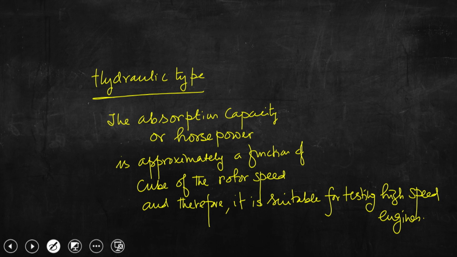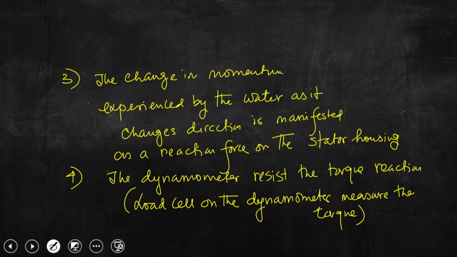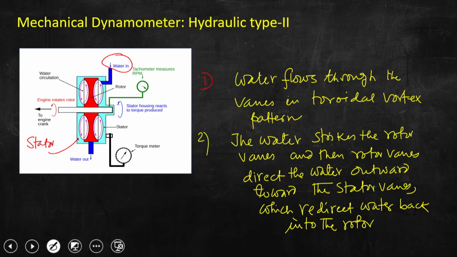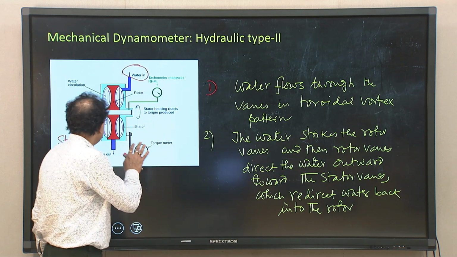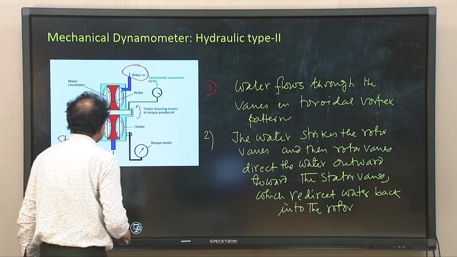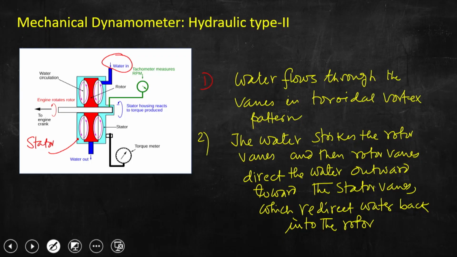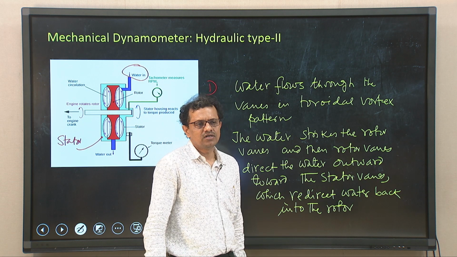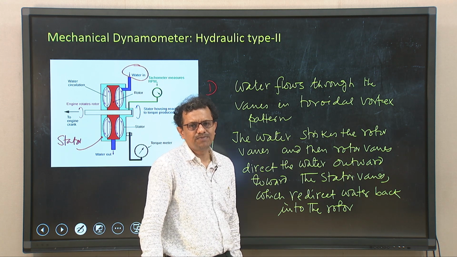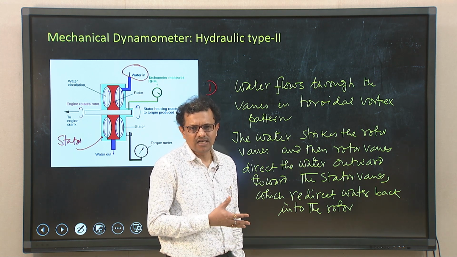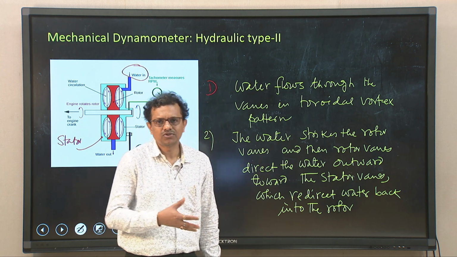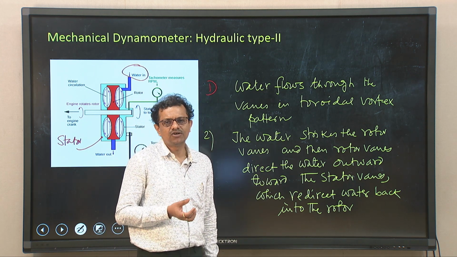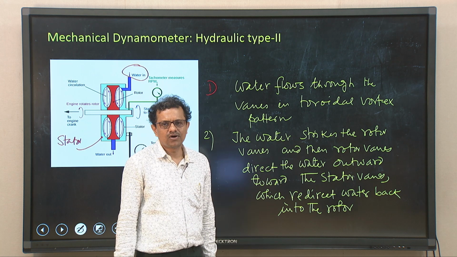So, this is the conclusion, and if we go to the previous slide, as compared to the mechanical type, it is economical, and also this particular type can be used for testing high speed engines. So, this hydraulic type is used widely for the measurement of engine power through the measurement of torque and speed.